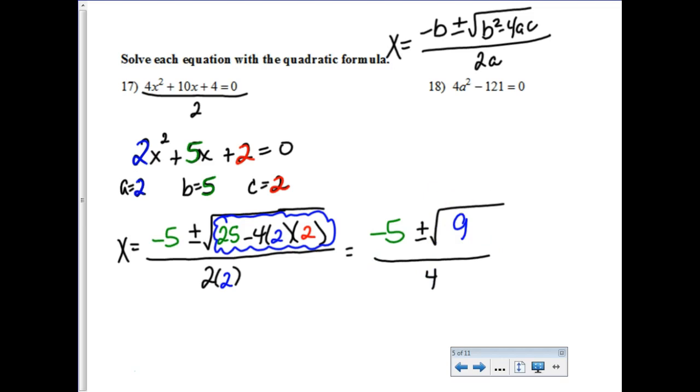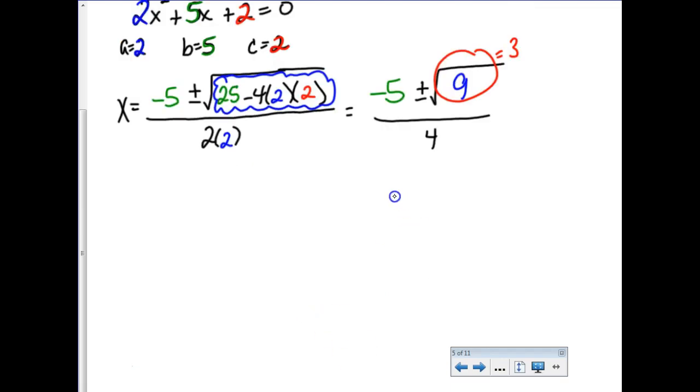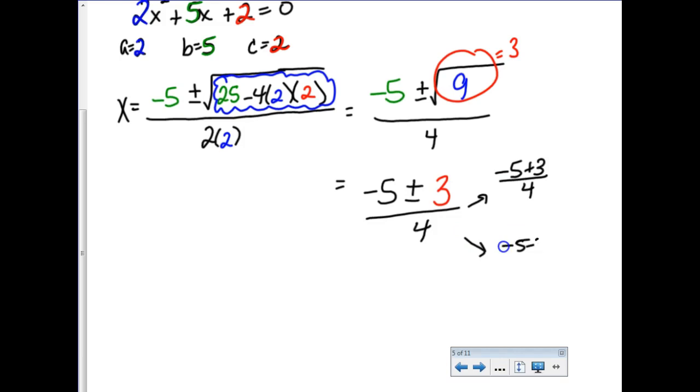Now, square root of 9 obviously reduces. The square root of 9 is the number 3. So, this is fun. We're going to get two answers here that are rational. -5 plus and minus, we just decided that's a 3, not a square root of 3, just 3, all over 4. So one of your answers is -5 plus 3 over 4, and the other answer is -5 minus 3 over 4.